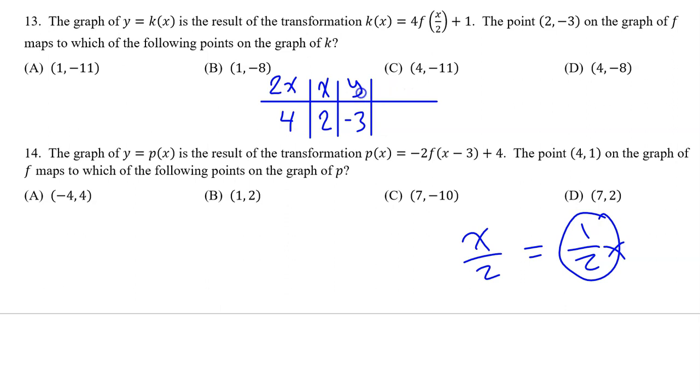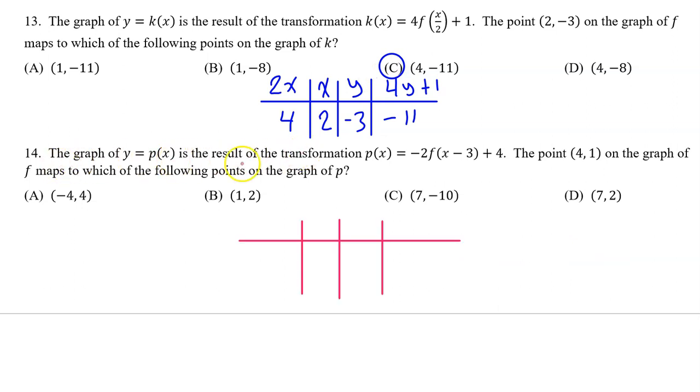Now let's look for transformations that will affect the y values. These occur outside the function, and you can just kind of write these down. I see the 4 times and the plus 1, so I can get new y values by doing 4 times y plus 1. So if I apply this to this -3, 4 times -3 is -12, plus 1 is -11. So that gives us the new point 4, -11. So the answer is C.